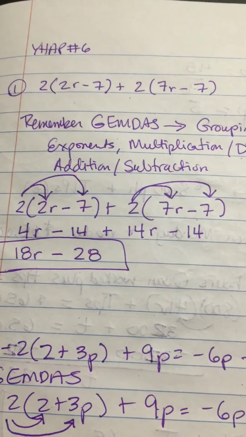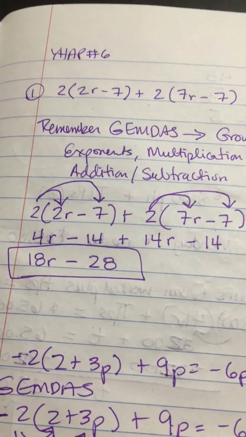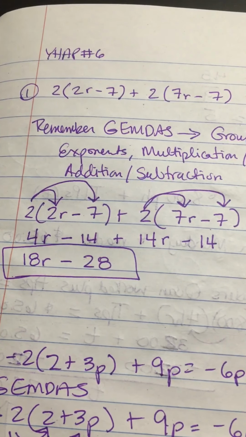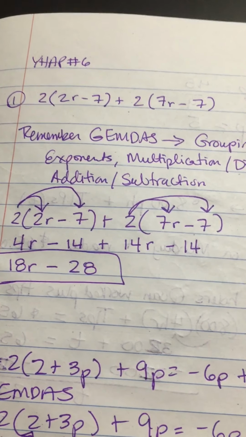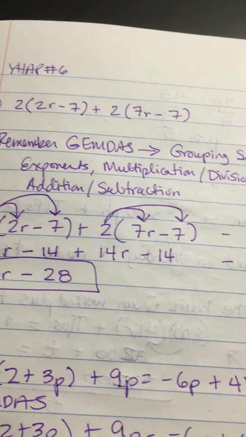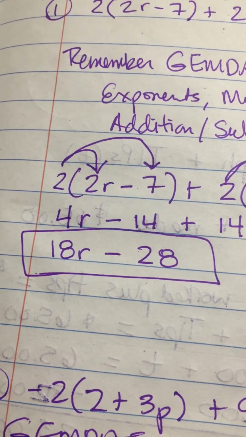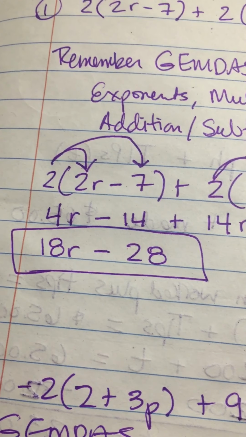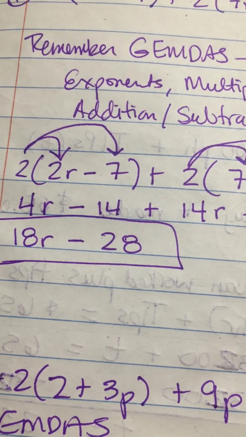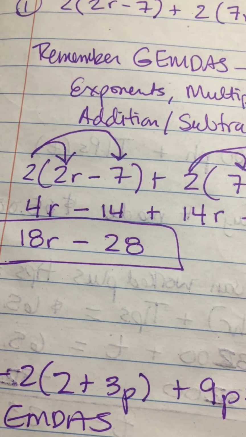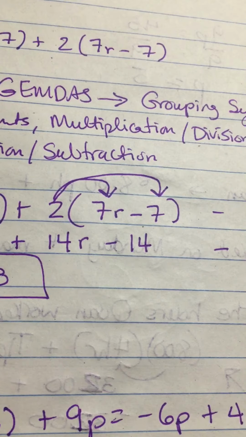I wrote my problem again. What we're going to do is use the distributive property. So I'm going to say 2 times 2r, and then 2 times negative 7. When I use the distributive property, I will get 4r, because 2 times 2 is 4, and minus 14, because 2 times 7 is 14. Don't forget your addition sign. And then we're going to solve the next set.